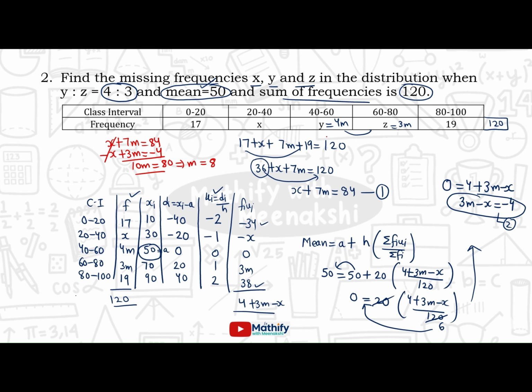Because your m is 8, you can write that your y is 4 into 8, that is 32, and z is 3 into 8, that's 24. And what about your x here? You can find it using any one equation, like I will put here that my x is 84 minus 7m. That means 84 minus 56, because it's 7 into 8. So your answer is 28. So the frequencies are 28, 32 and 24.